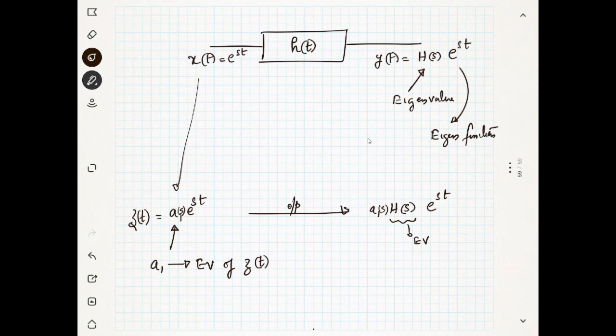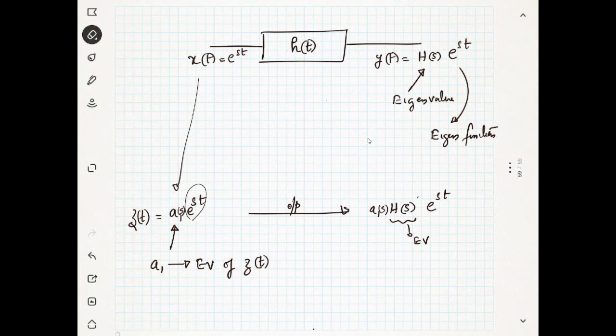So what will be the output of the system here? If you represent the input by using e power st, the output of the system is also in terms of e power st. This is the beauty of Laplace transform. So if you are giving z of s, which is nothing but the eigenvalue of z of t, you will now talk about eigenvalue only.